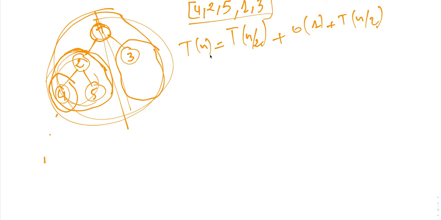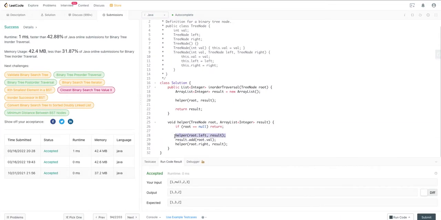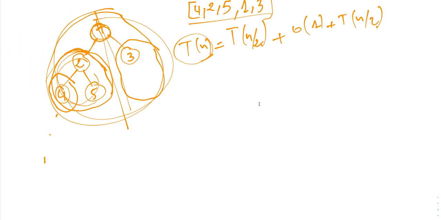So the global time of my recursive function is equal to the time needed for this recursive call plus the time needed for this recursive call. And the time needed for each recursive call is T of n divided by 2. To simplify, it's 2 T of n divided by 2 plus O of 1.